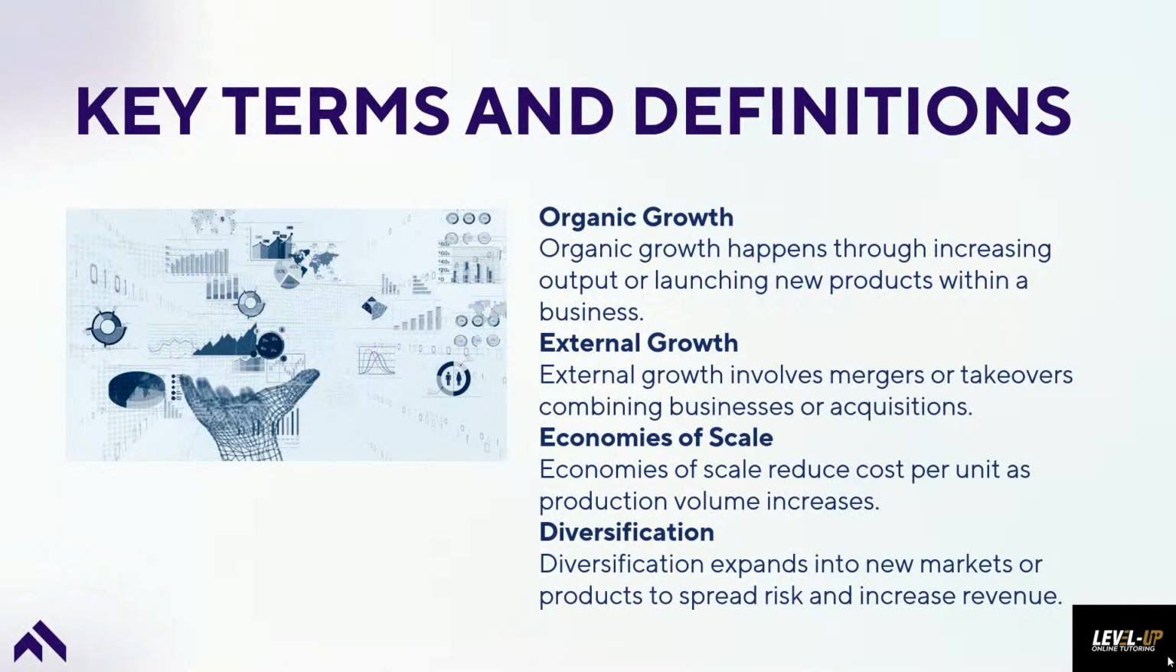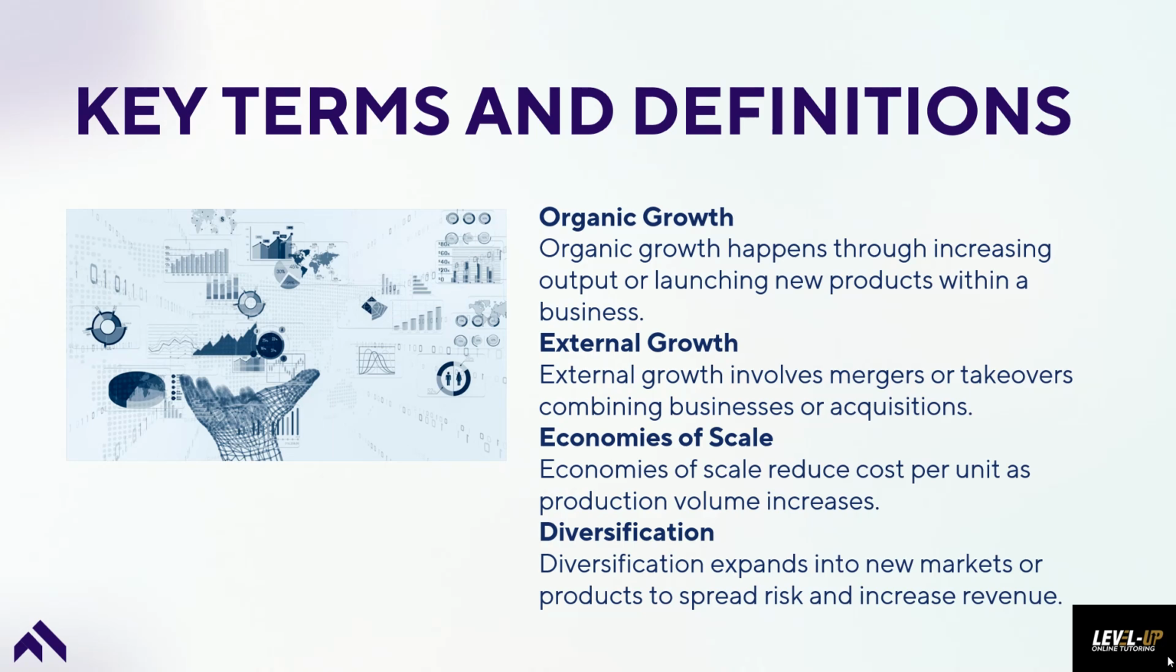So we have a few key terms here. Organic growth. Organic growth happens through increasing output or launching new products within a business. So organic growth is basically referring to natural growth. The business has improved the way they do things, they have brought out new products, they've enhanced their marketing campaigns, they've grown slowly, but they've grown naturally, just simply through becoming more popular.